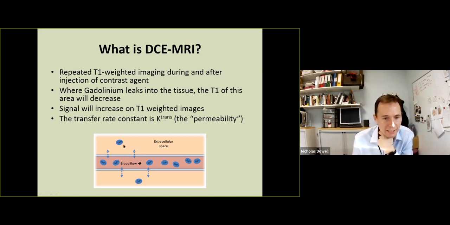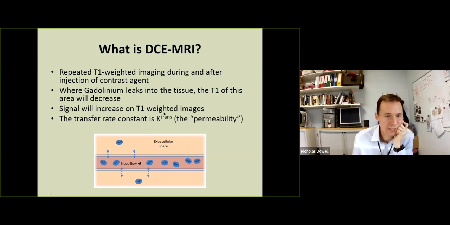And as the gadolinium leaks out, it gets trapped in this extracellular space, and gadolinium causes the surrounding water molecules to appear bright on T1 weighted imaging. So the more gadolinium that leaks through the blood-brain barrier and gets trapped in the brain tissue, the brighter that brain tissue will appear in our T1 weighted imaging. So what we're doing is collecting lots of repeated T1 weighted images of the brain and just checking the signal intensity in the brain tissue. If we see it going up, then we know that gadolinium is getting lodged there.